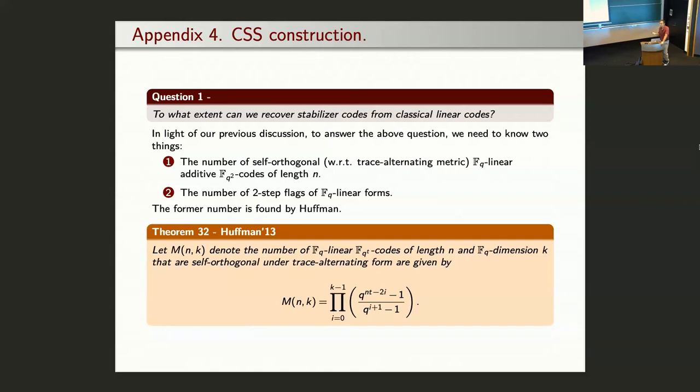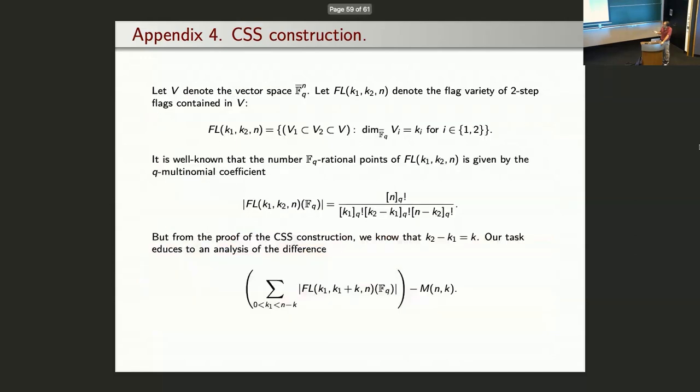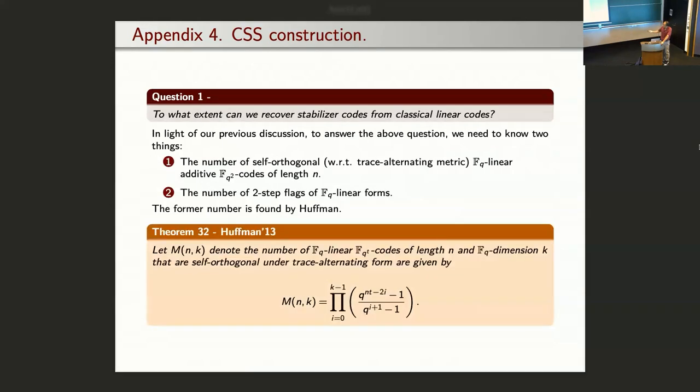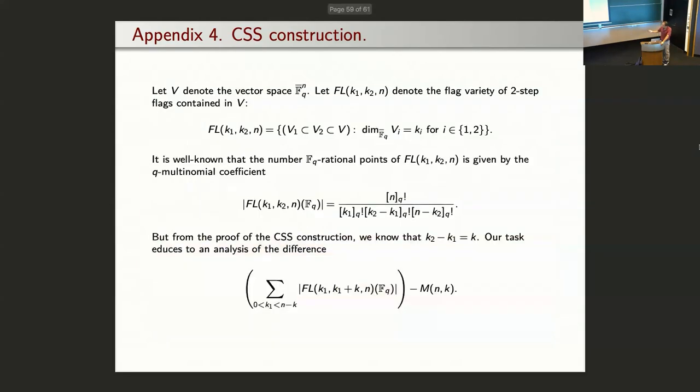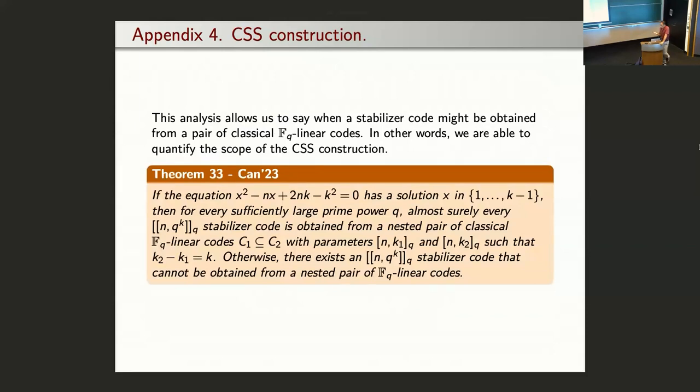It looks like there's a precise answer that builds on a result of Hoffman from 2013, who counted the F_q-linear F_q^2 additive codes. He found that if they are self-orthogonal with respect to the trace alternating form, their number is given this way. So if I now insist on F_q linearity in my setup, I can count the number of F_q-rational points of flag varieties, and this number is well known. Then I can compare these to see how much of these self-orthogonal linear additive F_q^2 codes come from linear codes. And it looks like the following equality holds.